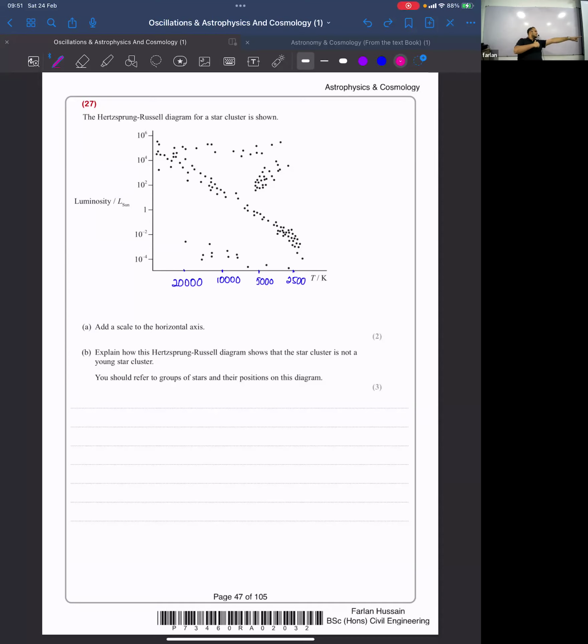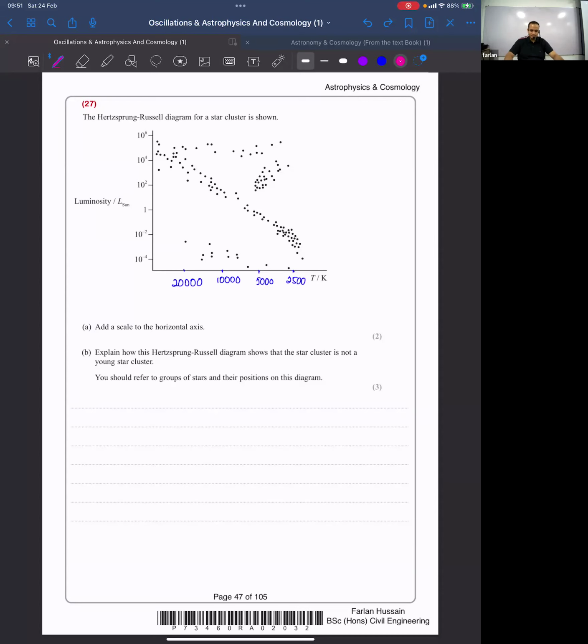What does it become? Red giant. And then after that? White dwarf. The low mass stars become white dwarf. But then that is the heavy ones, not the low mass stars. But anyway, the question is not about that here.